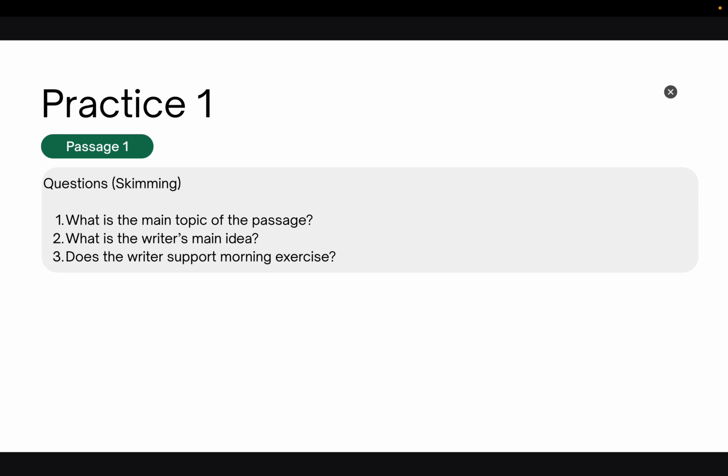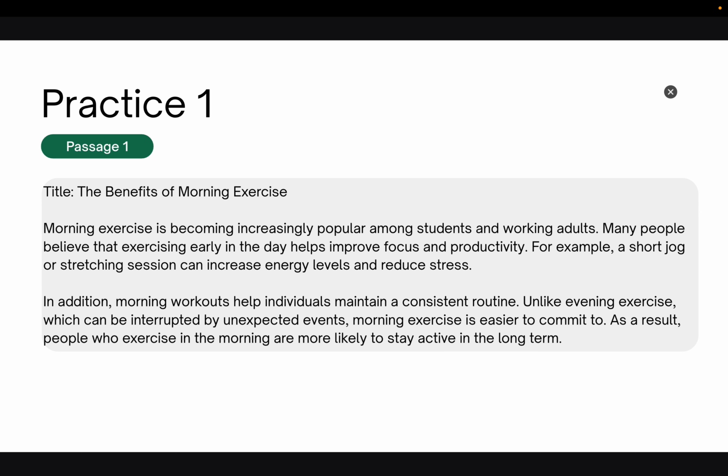Does the writer support morning exercise? Based on what you've read, do you think the writer supports morning exercise? Yes, okay, because everything he wrote is about the benefits of it.